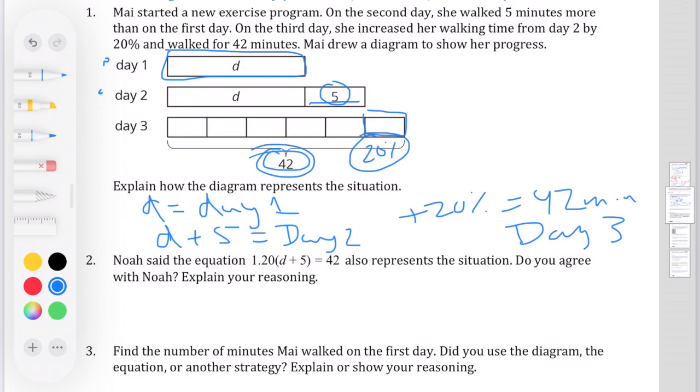Now, when we look at number 2, Noah said the equation 1.2 times D plus 5 equals 42 also represents the situation. Do you agree with Noah? Explain your reasoning. You could say yes, or you could say no, but make sure that your reasoning behind it follows one of these 2 lines of thoughts. So we could say yes. She walked 42 minutes on day 3, equal to 20% more than 5 more than day 1.